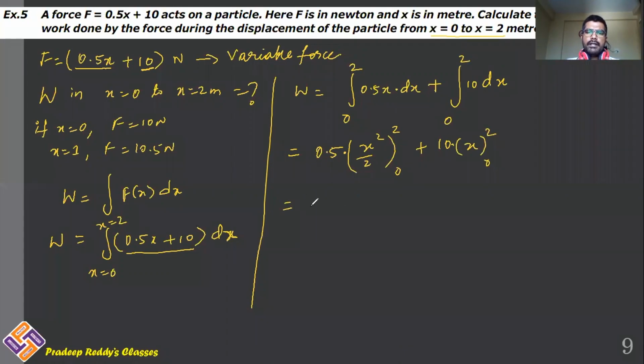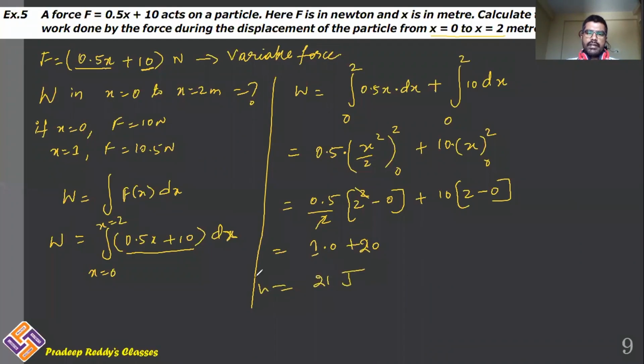This gives you 0.5 divided by 2 into upper limit 2 square, lower limit 0, plus 10 into upper limit 2, lower limit 0. This is 2 and 2 gets cancelled. 0.5 into 2 is 1.0, plus 10 into 2 is 20. This gives you 21 joule, which is the net work done when the body is displaced from position x is equal to 0 to x is equal to 2 meter.